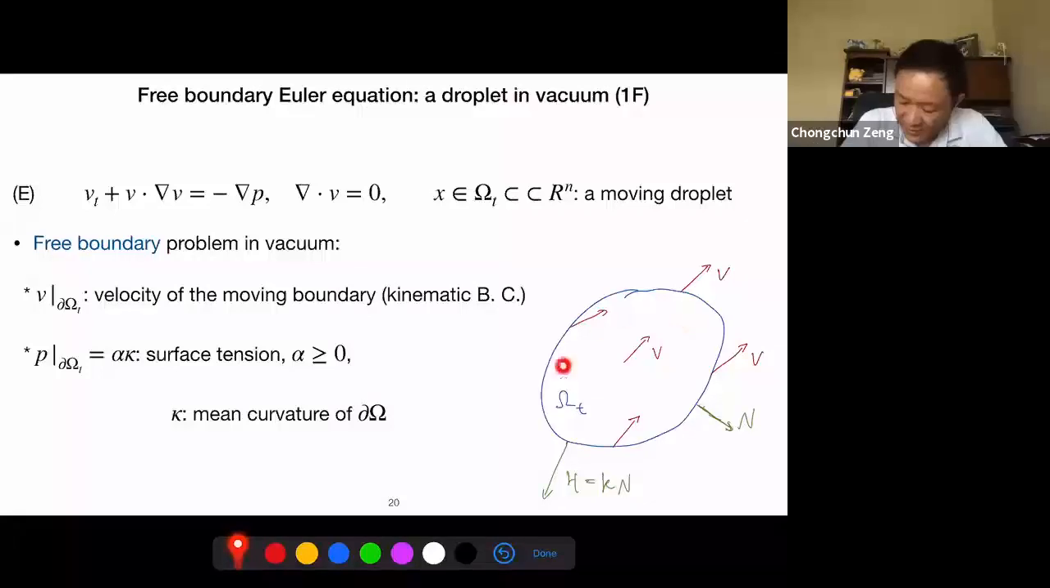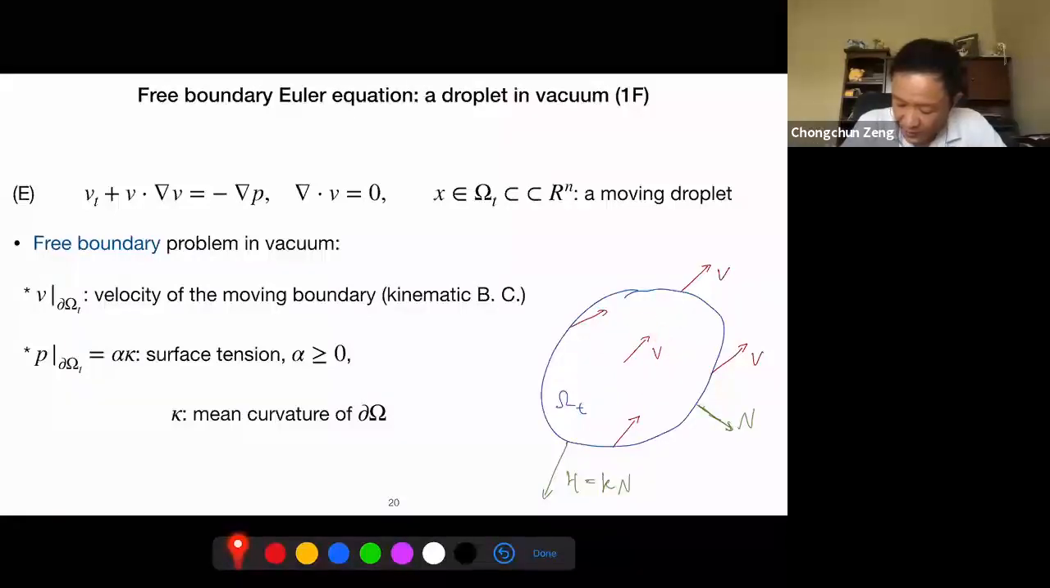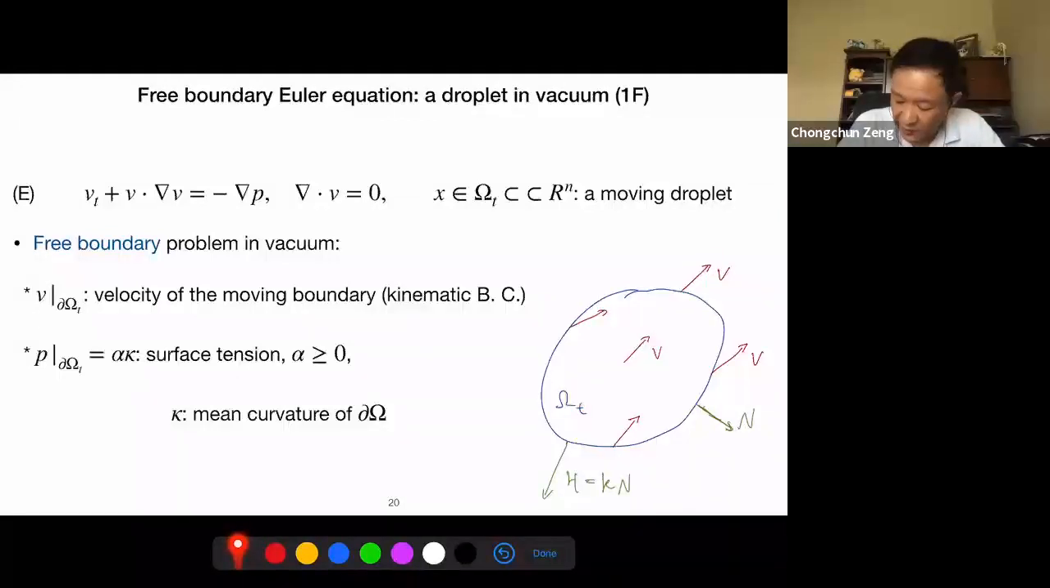So here, this is the droplet in the vacuum. And the fluid occupies a domain, Omega_t, at time t. And this domain moves according to the restriction of the velocity field along the boundary of the domain. So that's the kinematic boundary condition. The velocity restricted to the boundary becomes the velocity of the moving domain. Okay, and inside the domain, the Euler equation is satisfied and it's incompressible.